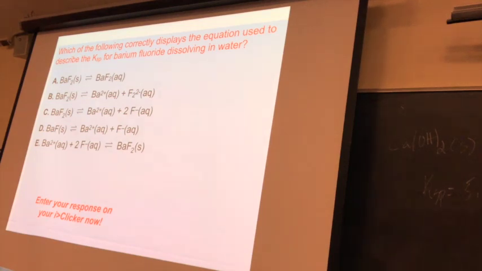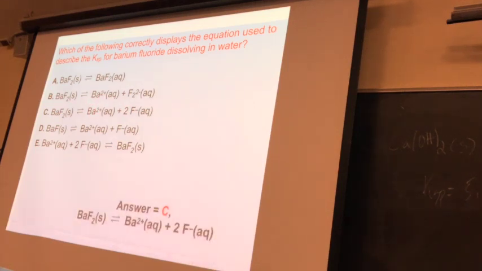And then this one right here, you can see 2 F minus, a barium 2 plus, stuff like that. C would be the example of a Ksp. This would be the inverse of a Ksp, where you'd have the solid on the right side and the ions on the left. But for a Ksp, you want the solid to be the reactant and the ions that go into it to be products. Any questions?